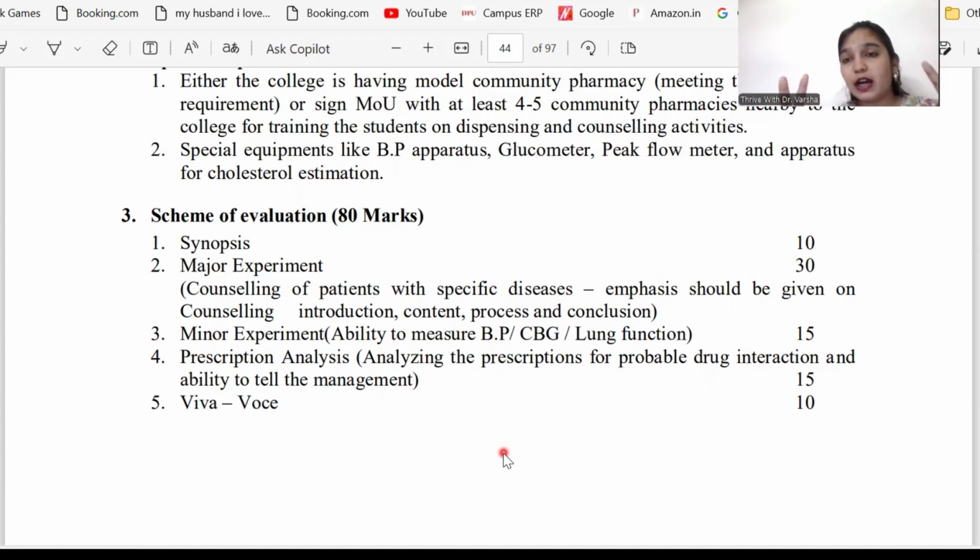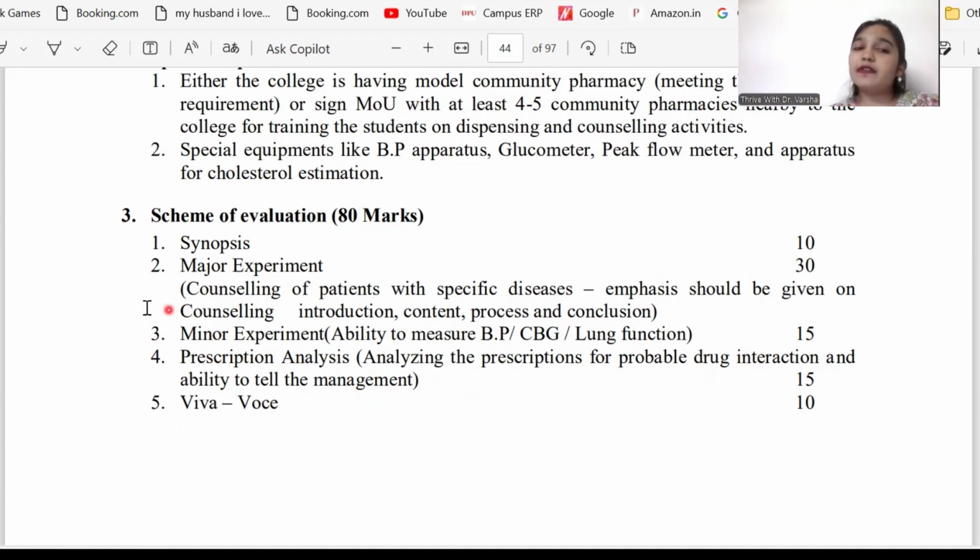They will give you a layout, some kind of sample questions. You will have to find the drug interaction in that, as well as tell the management: will you replace the therapy, modify the therapy, change the dosage or frequency, or completely change it up. Then viva voce will be there. It can be completely anything from your entire syllabus.